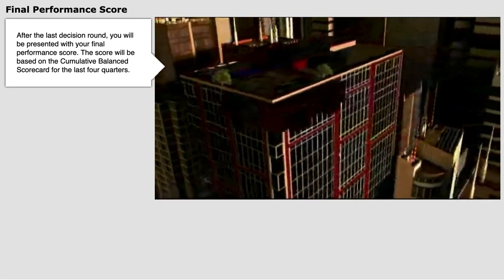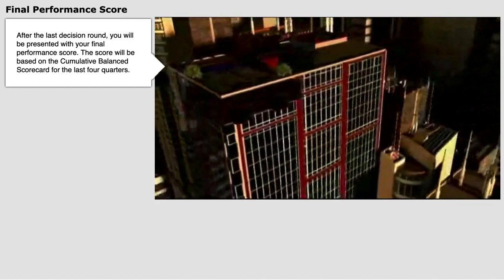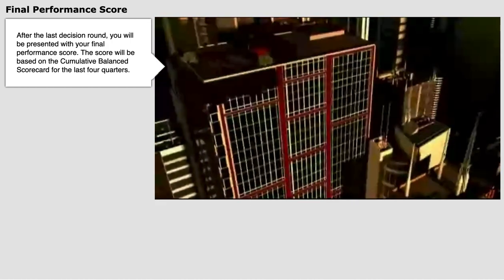After the last decision round, you will be presented with your final performance score. The score will be based on the cumulative balanced scorecard for the last 4 quarters.